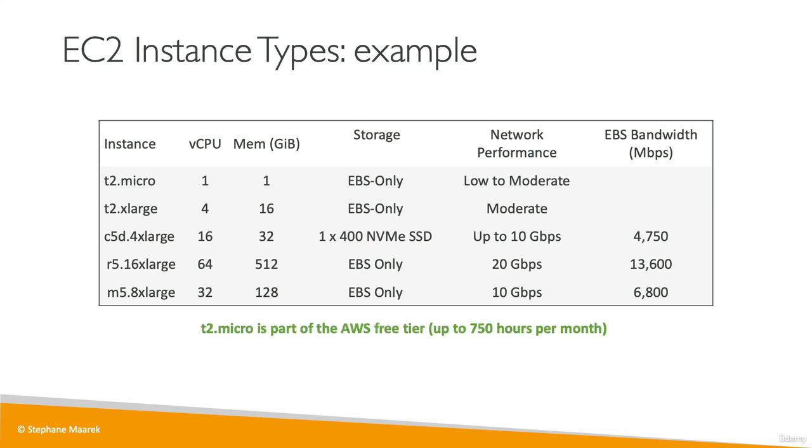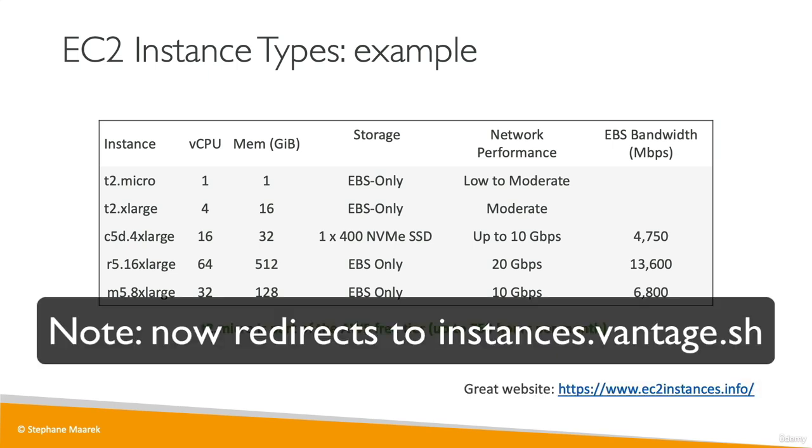Because we're using T2 micro in this course, which is part of the AWS free tier, we get up to 750 hours per month of T2 micro. And if you want a website to compare all the EC2 instances together, there's one that I really like. It's called ec2instances.info, and I'll show it to you right now.